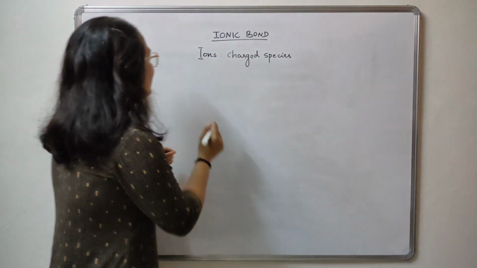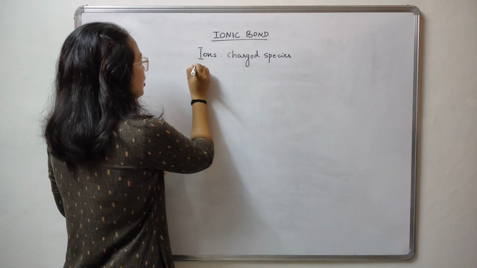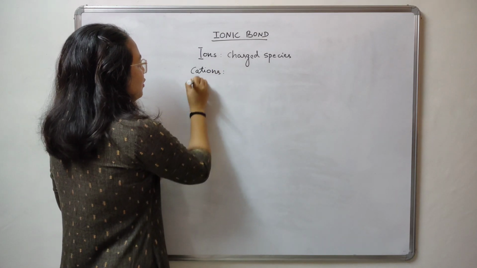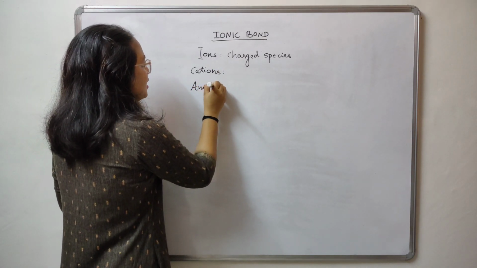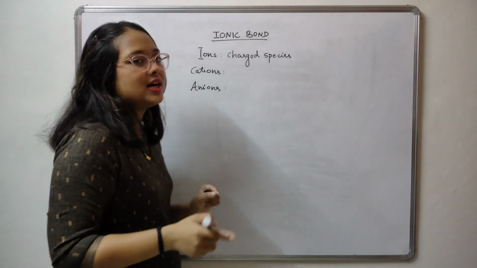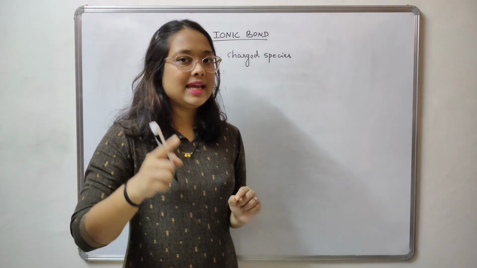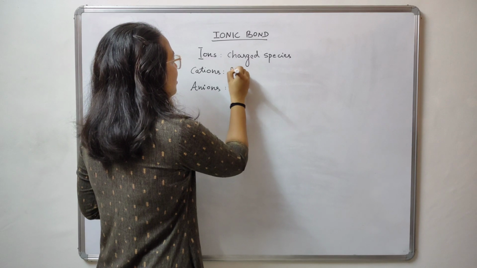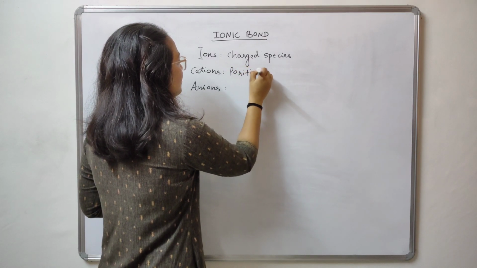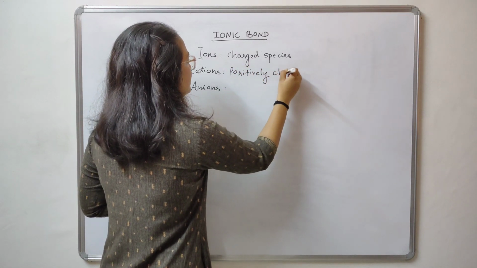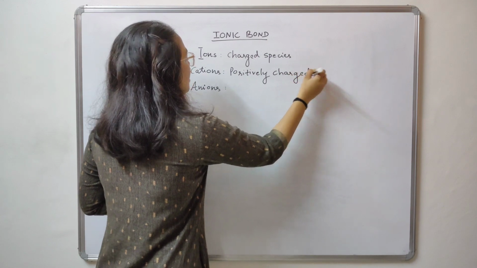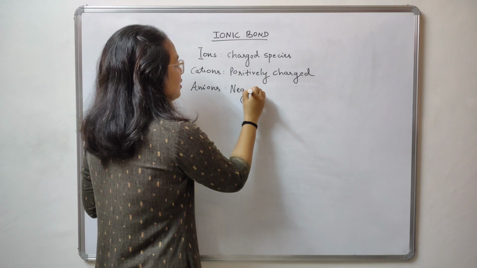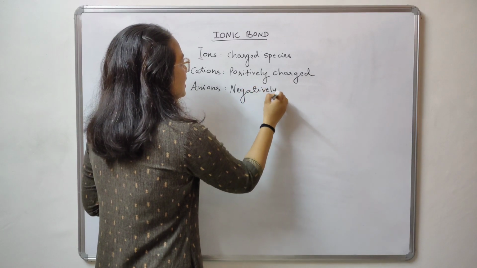Under ions we have two examples. I'm sure you all know that. We have cations, and we have anions. So there are two types of charged species which exist, cations and anions. Cations are the ones which are positively charged. Anions are the opposite, so they will be negatively charged.